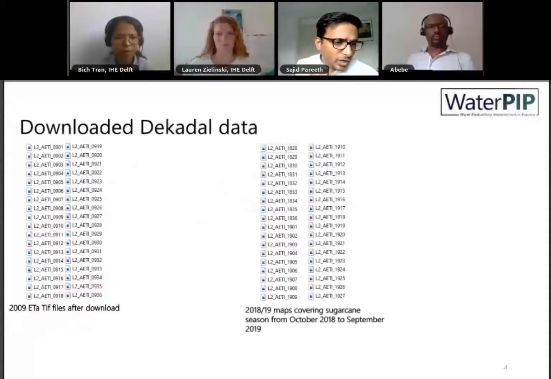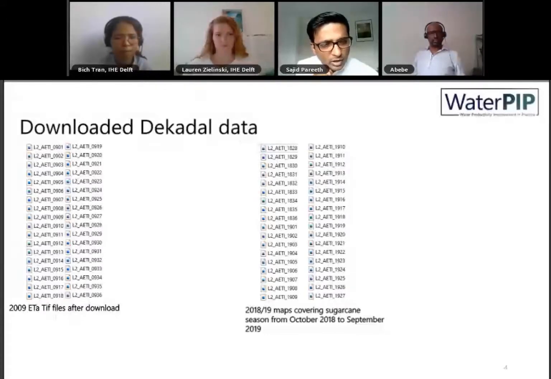So if you download for a particular year, for example, 2009, you can see that there are 36 maps. And on the right side, you will see 2018-19 maps, which I will be using here, which cover the entire season. Because the season covers 1 year, it has 36 maps as well. But it starts from 2018 October to 2019 September.